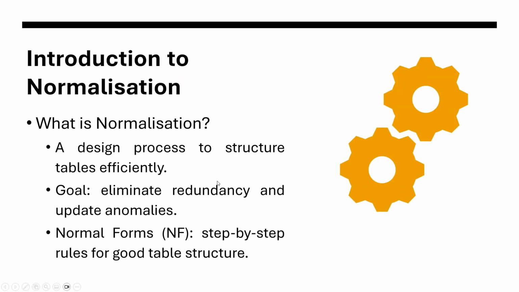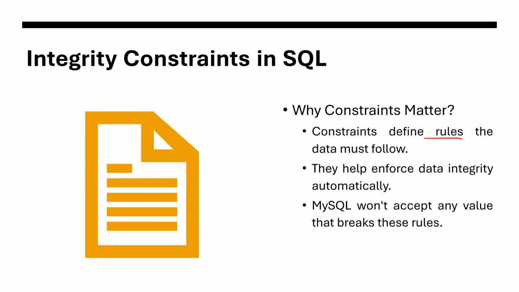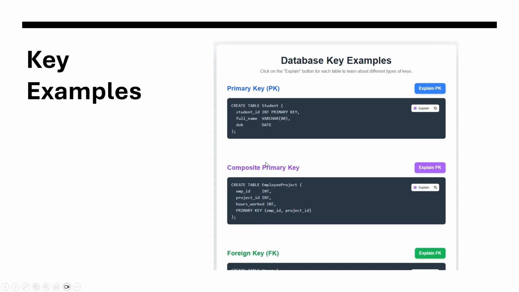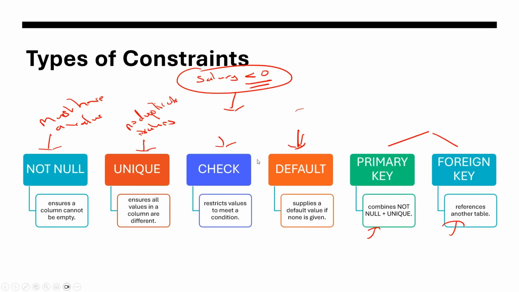Why does constraint matter? Let's say you're building a customer database. What happens if someone forgets to enter a name? Or what happens if someone enters the same email twice?